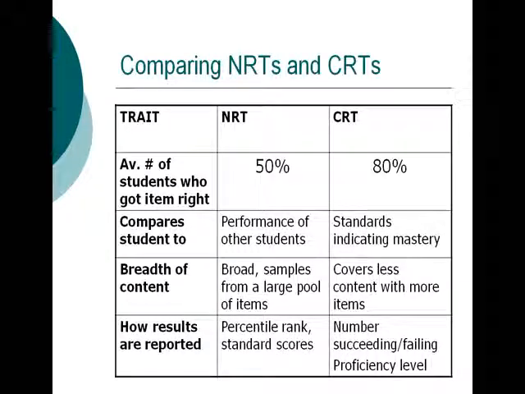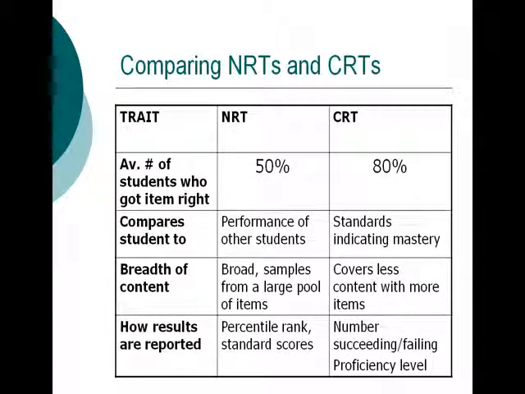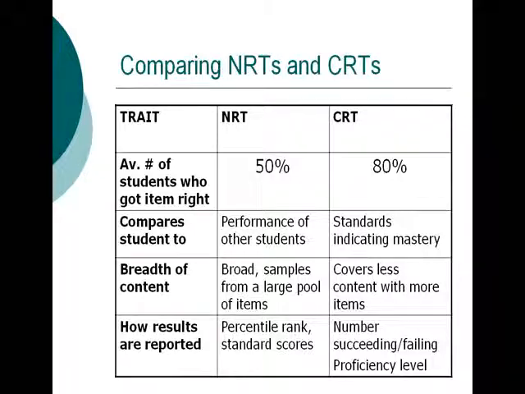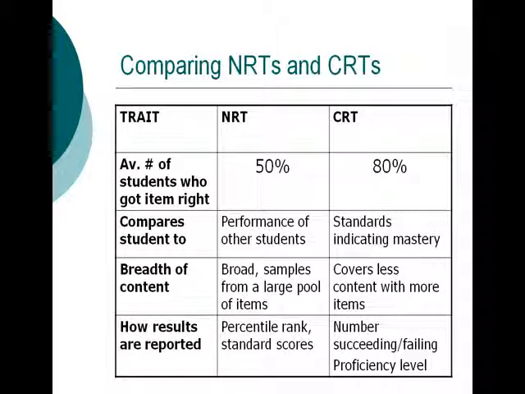All right. Now, how the results are reported. With a norm reference test, you're going to get a percentile rank, and that means a second percentile means scoring no better than 2 out of 100 kids. 50th percentile means 50% of the kids scored higher, 50% lower, basically. Standard scores, we'll talk about that a little bit more later on. With a criterion reference test, you're going to get information about who succeeded, who failed, what their proficiency levels are.